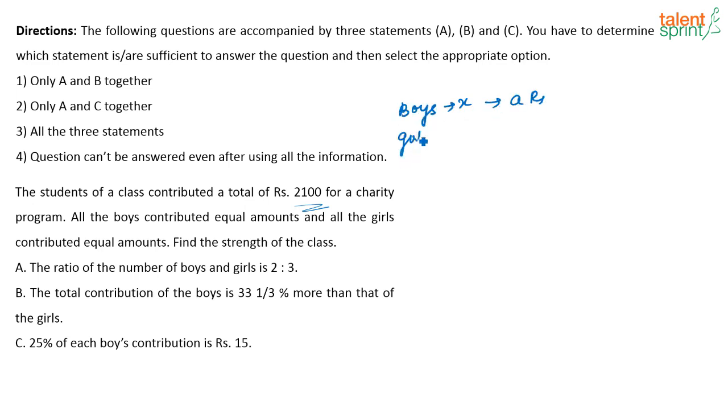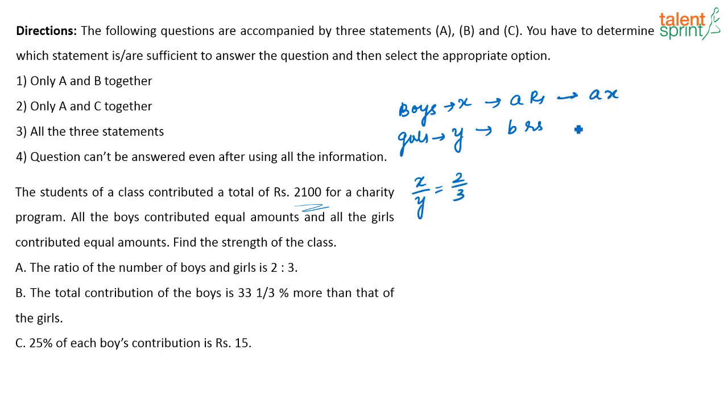Similarly, girls, I am going to assume that there are Y girls and each girl is giving B rupees. Now what is given? The ratio of boys and girls is 2:3. Now using the first statement alone, am I able to find out the answer? No. See, totally they are giving 2,100 rupees. The ratio of boys and girls is 2:3, so the only thing I can say is X by Y is equal to 2/3.